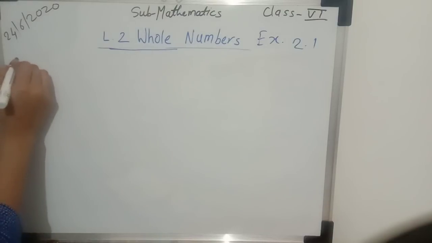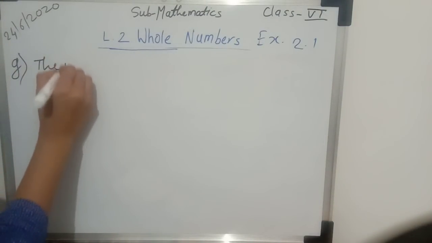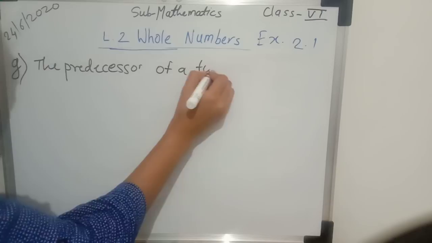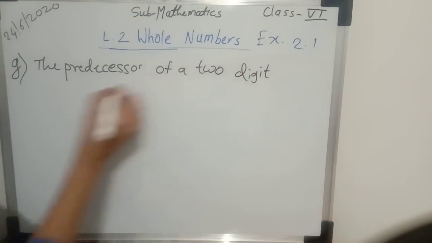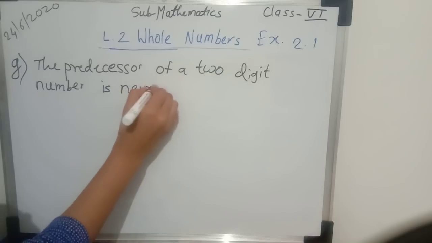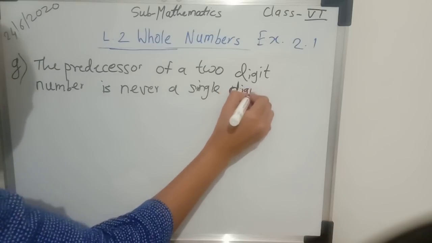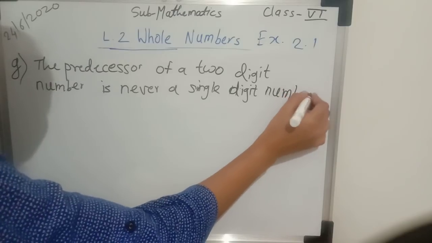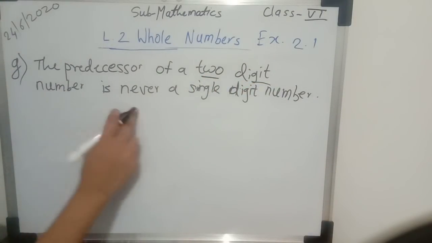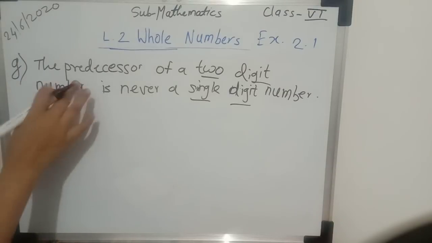Now let's see the next statement. The next statement is saying: the predecessor of a 2-digit number is never a single digit number. This statement is saying that if you subtract 1 from any 2-digit number, you will not get a single digit number. Let's prove it. We can understand it better from an example.